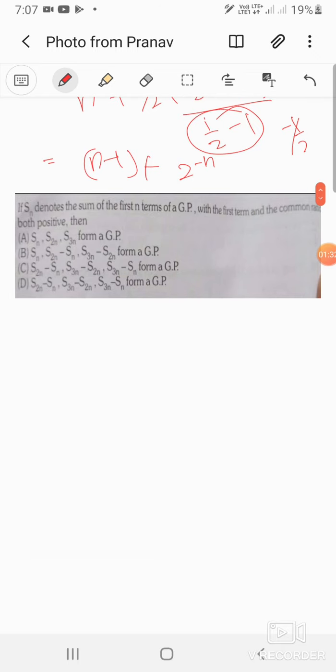The next thing is, if Sn denotes the sum of the first n terms of a GP with the first term and the common ratio both positive, then Sn, S2n and S3n form a GP. Let's just check that out.